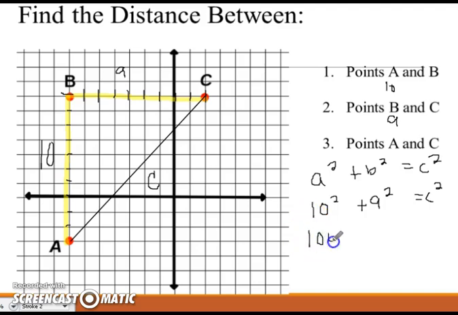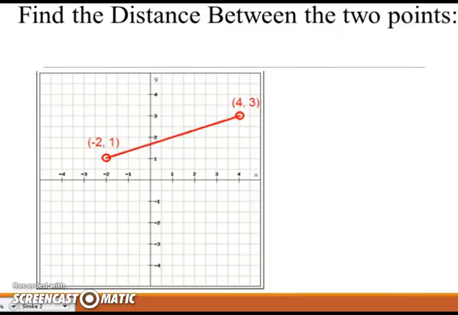10 squared, we have 100. 9 squared, we have 81. So 181 is equal to c squared. And if we calculate that out, take the square root of 181, we end up with about 13.45 is the length for c.